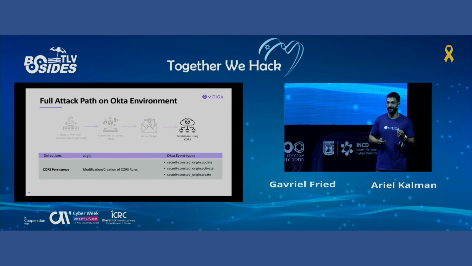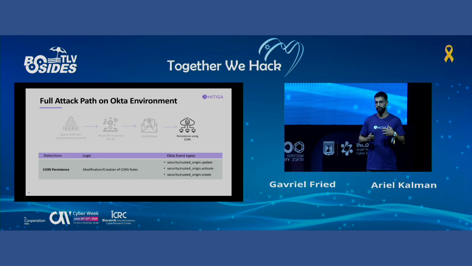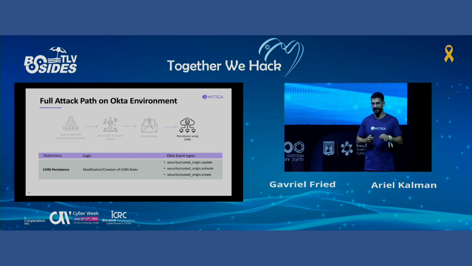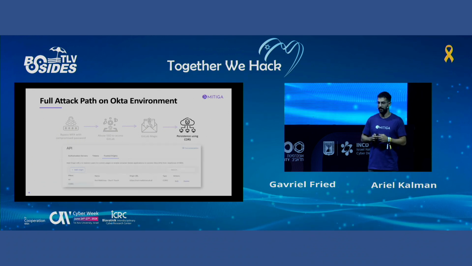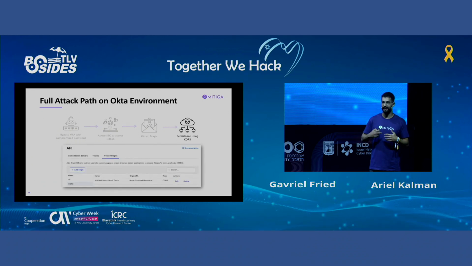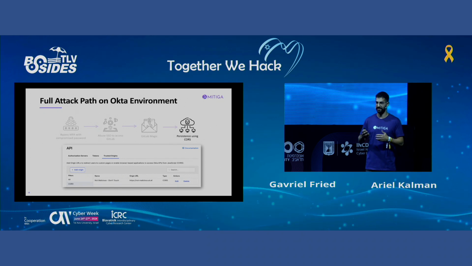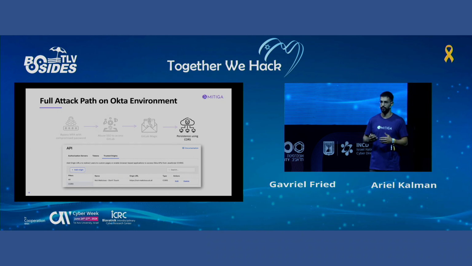A threat actor can abuse Okta's core settings to allow his malicious domain to interact with Okta's API and bypass your detections. For example, here, you can see me adding a malicious domain to Okta's core settings and allowing it to interact with Okta's API.